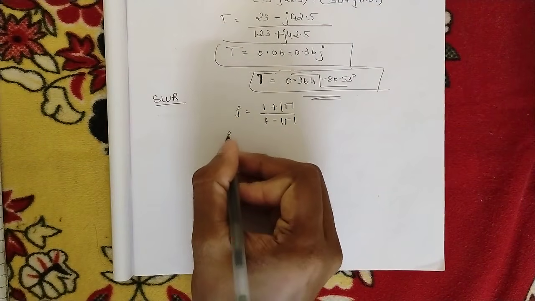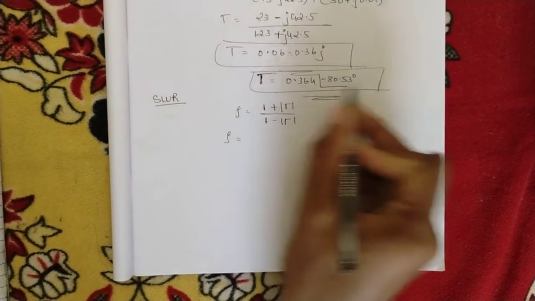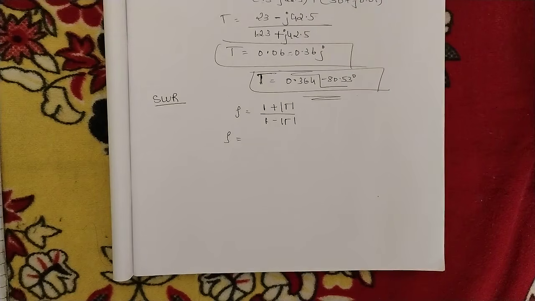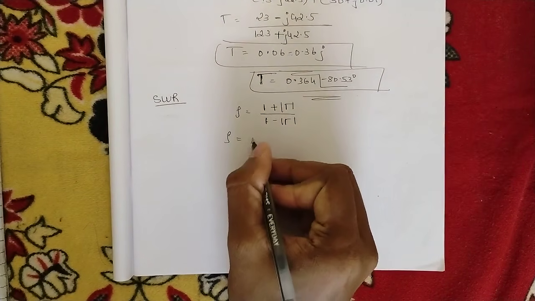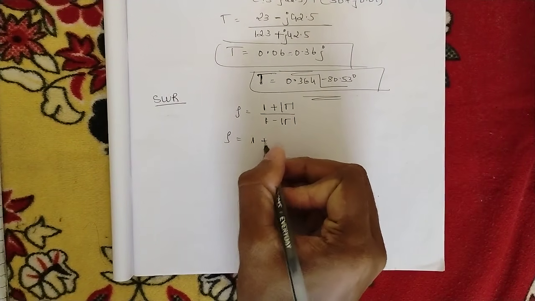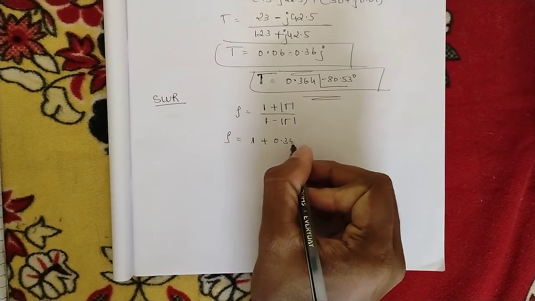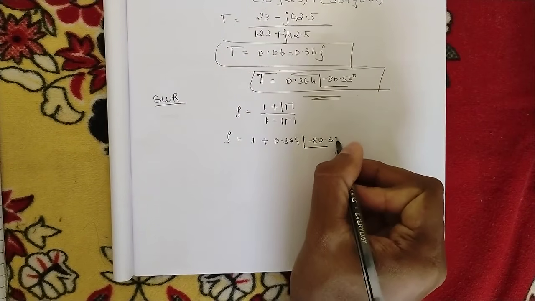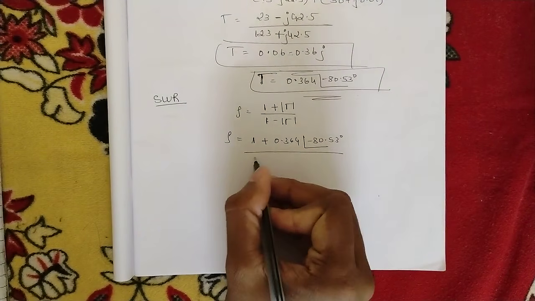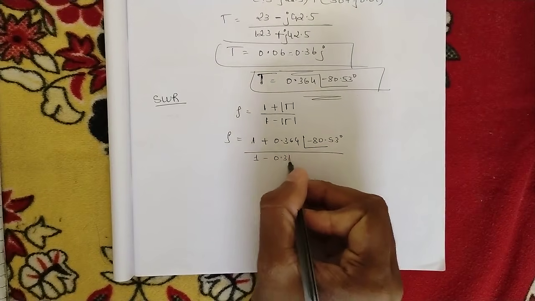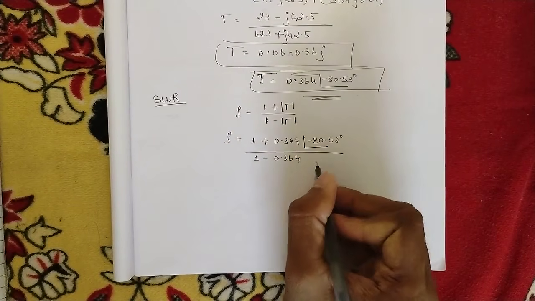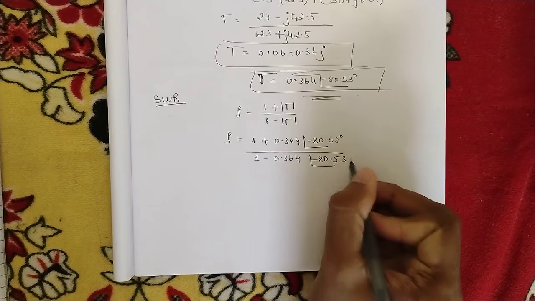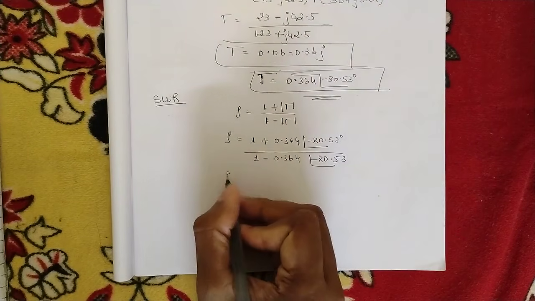So in this problem, just substitute the values of this gamma which we have got here in this case. Okay, that is 1 plus 0.364 angle minus 80.53 degree divided by 1 minus 0.364 angle minus 80.53 degree. Okay, so now what to do, just add this.